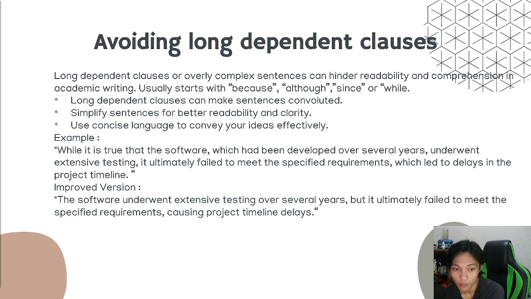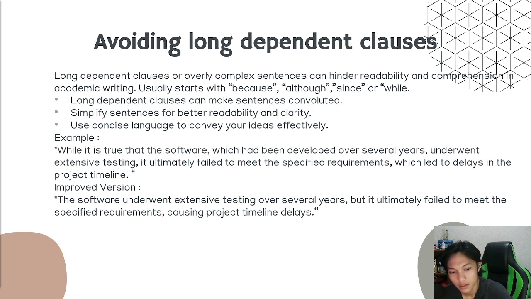For example, here: while it is true that the software, which had been developed over several years, underwent extensive testing, it ultimately failed to meet the specific requirement, which led to delays in projected timelines. So, in here we can see that, while it is true that the software, why does it have to explain a lot, even though it's not really important to the paper that you're writing, unless that paper is supposed to be like that.